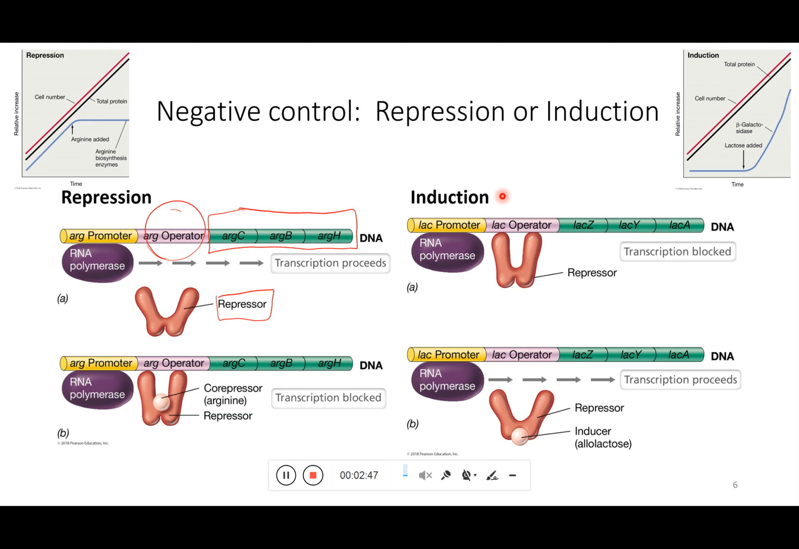So again, in the induction model, the repressor is bound to the operator in a normal state. We don't need these genes if there's no lactose. This is catabolism, so the breakdown of a product. If lactose is present, lactose will bind to the repressor, again causing a conformational change. But instead of putting it on this time, it will take the repressor off of the operon, allowing RNA polymerase to proceed forward for the transcription of LAC-Z, LAC-Y, and LAC-A.